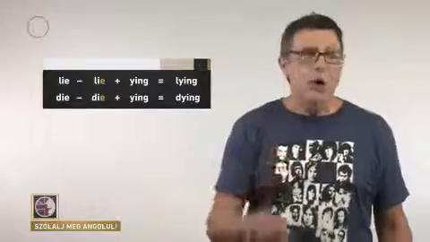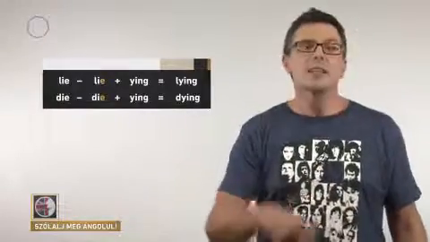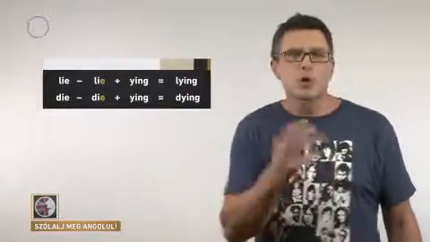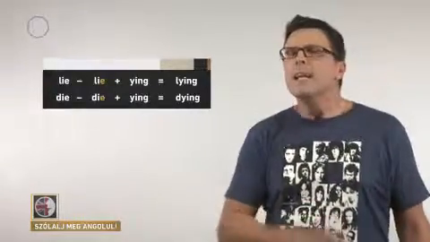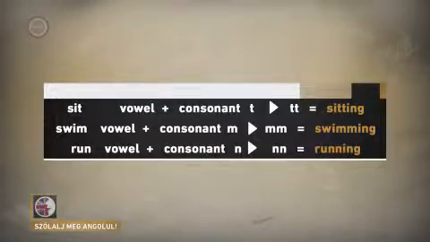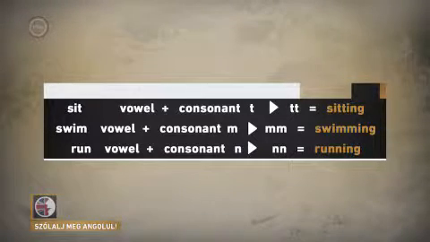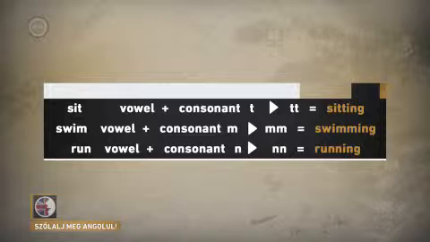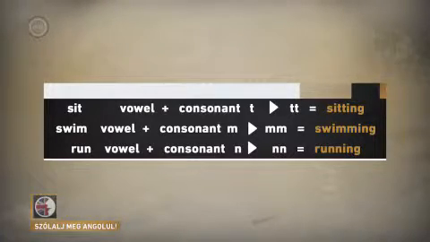The baby's not lying on the bed, it's lying on the bed. The tree is not dying, it's dying. And what's the third rule we have to remember? That's right. If the verb ends in vowel plus consonant, the last letter is doubled. You're sitting down. He's swimming. We're running.